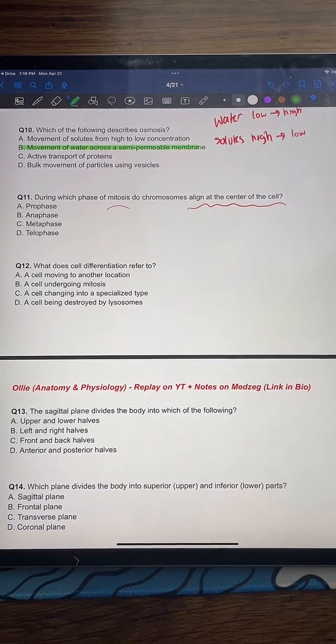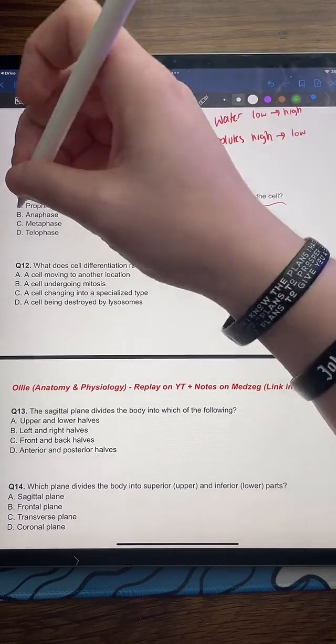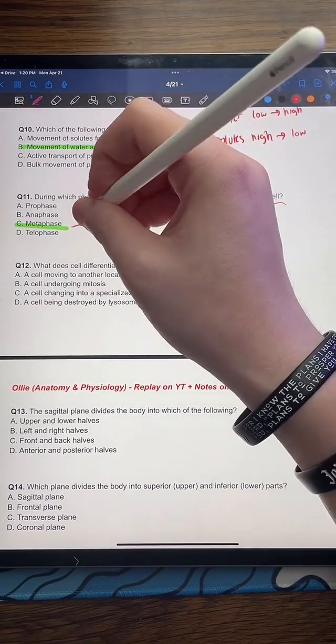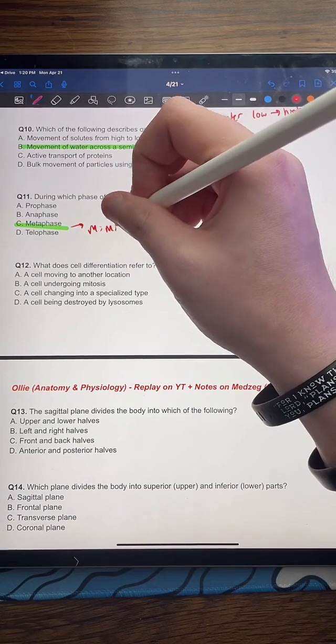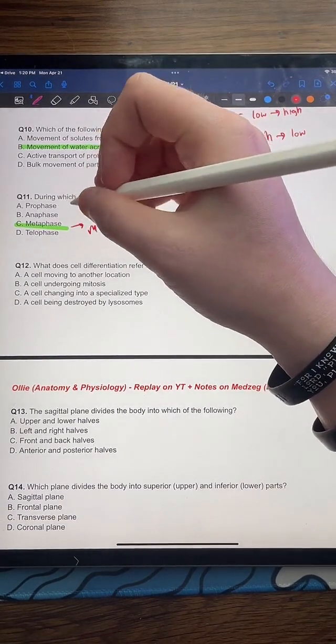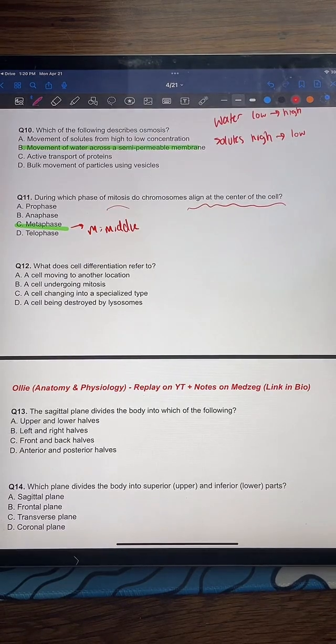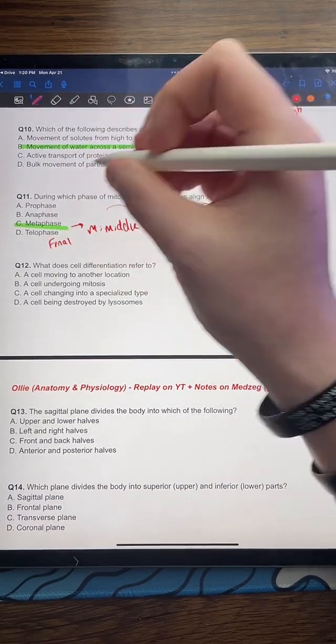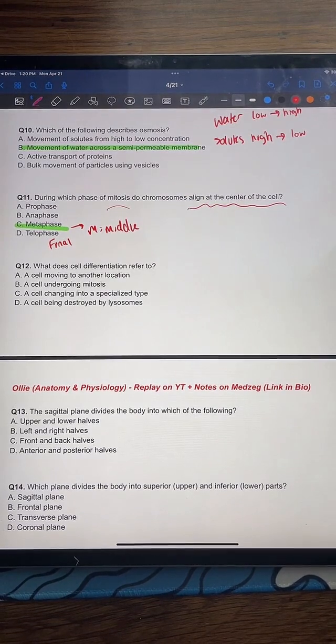Number 11. During which phase of mitosis do chromosomes align at the center of the cell? It is metaphase. The way I always think of this is M. M is middle. Prophase is the first phase of mitosis. I always think of pro like proactive, so it's first. Anaphase is where sister chromatids are pulled apart toward opposite poles of the cell. Telophase is the final stage. Basically, in telophase, two nuclei form around the separated chromosomes.